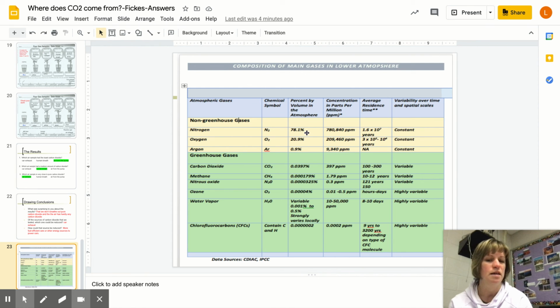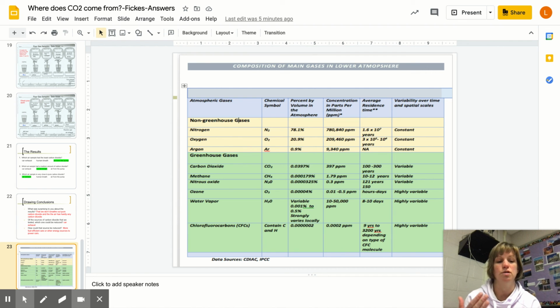Well, that stands to reason. Here's why. Think about this. 78% plus 21%, that's 99%. So 99% of our atmosphere is nitrogen and oxygen. That only leaves 1% left for everything else, and argon is taking up a big chunk of that. So does that mean that we shouldn't be concerned about carbon dioxide levels?